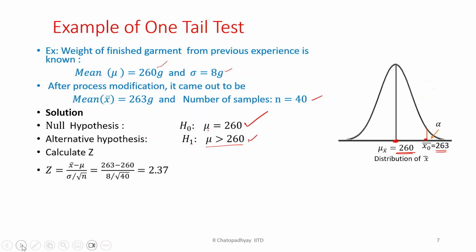So we have to calculate first the Z value. What is the corresponding Z here? This is what we need to know. So you have already learned the way to calculate Z. Very simple formula: x bar minus mu by sigma by root over n. So you just substitute the values here and get a figure of Z, which is 2.37.